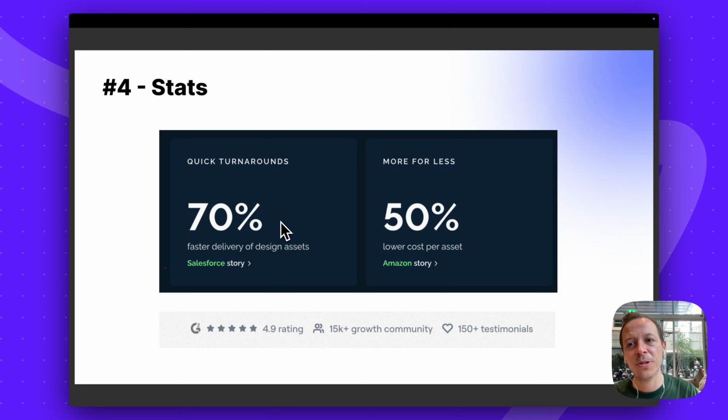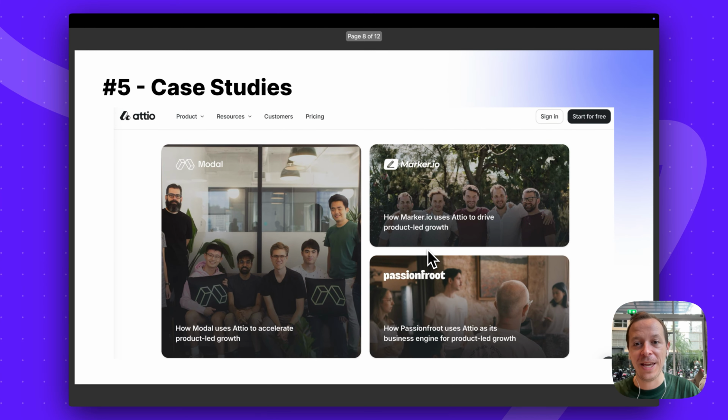And then you can also use stats from your customers or case studies. So for example, here it's 70% faster delivery or 50% lower cost. And now I'm very curious to learn more about how this might also help me.